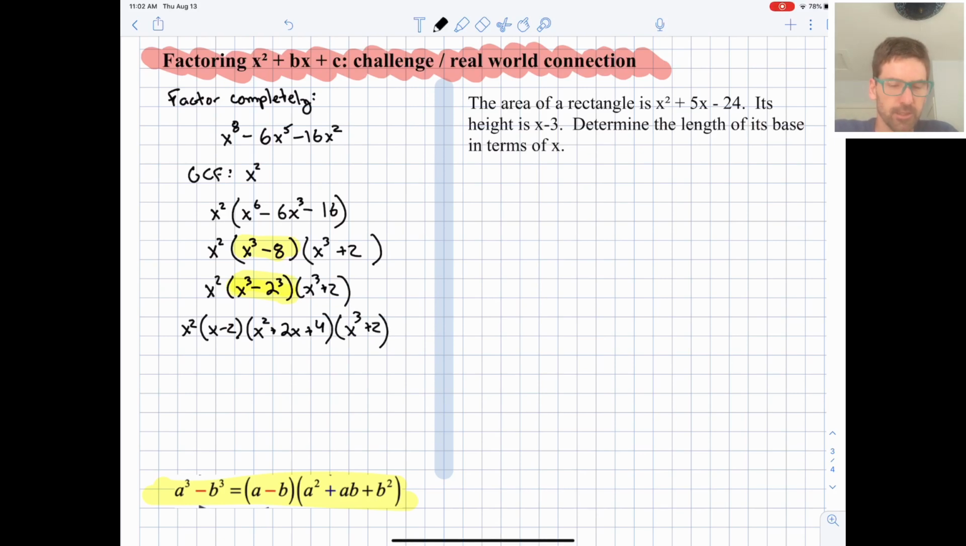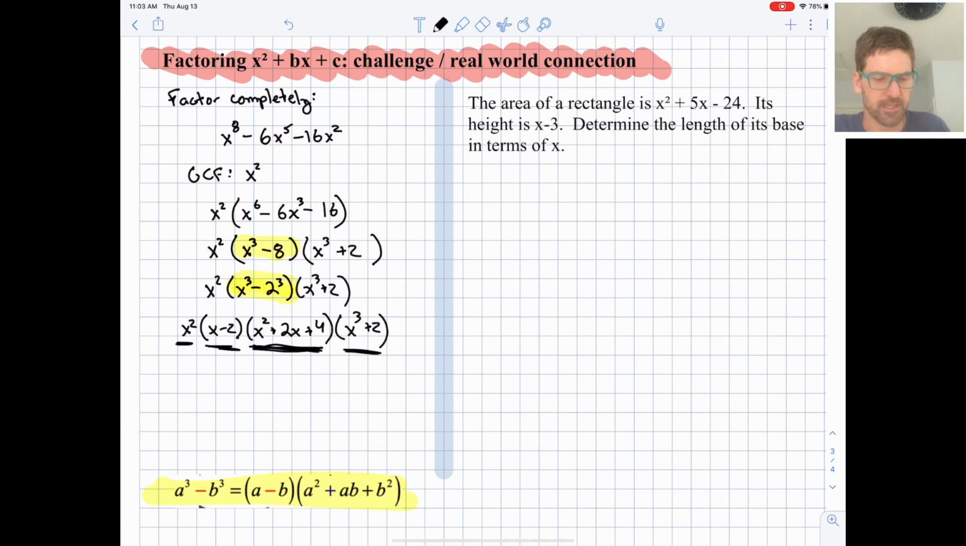And then we're going to take a look and see if there's any other work that we can do here. That's just x times x. We can't factor anymore. x minus 2 can't be factored. Take a look at this. Can that be factored? Are there numbers that multiply to 4 and add to 2? There aren't. Doesn't look like that can be factored.